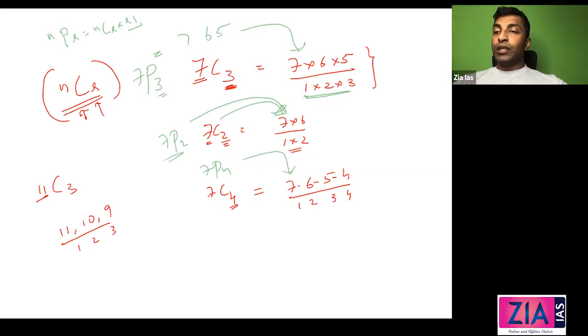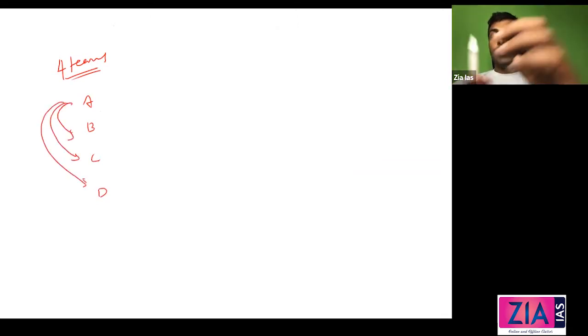Now why I want to discuss this concept, I'll now come to that. Let's suppose there are 4 teams, A, B, C, D. They will be playing against each other. So 4 teams playing against each other. How many matches will be played in total? If you need to know this, the answer is an application of NCR.